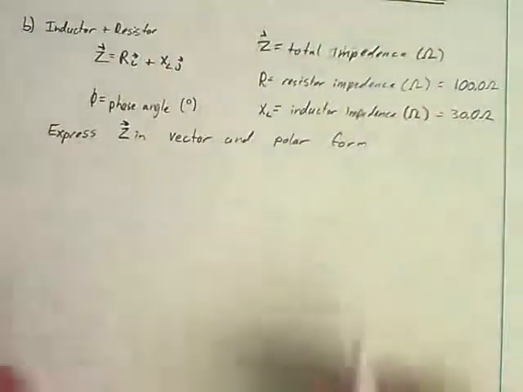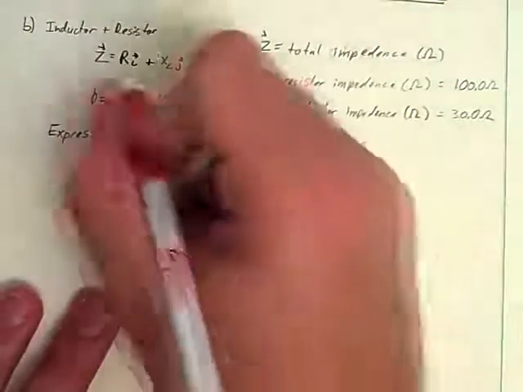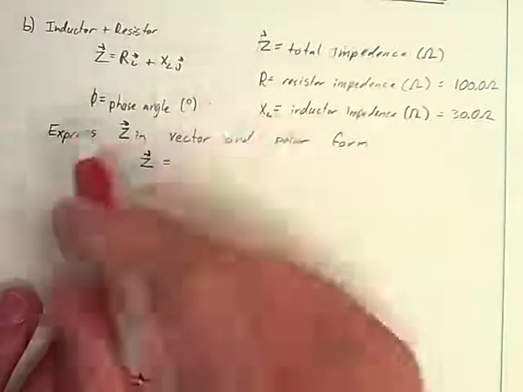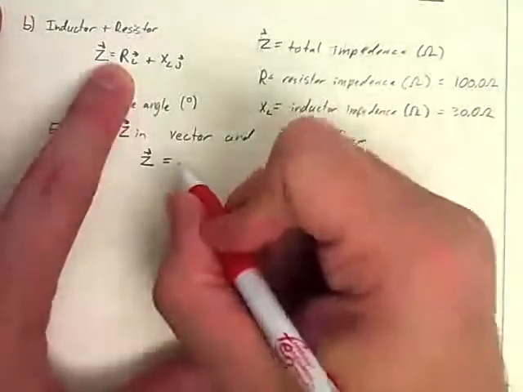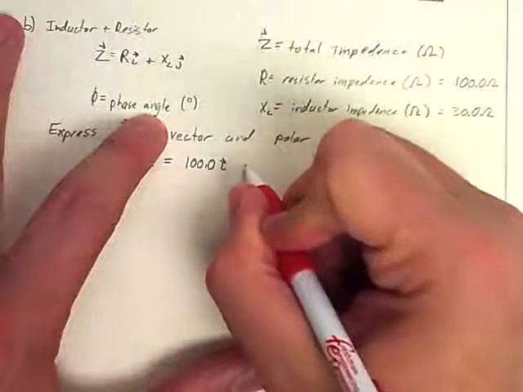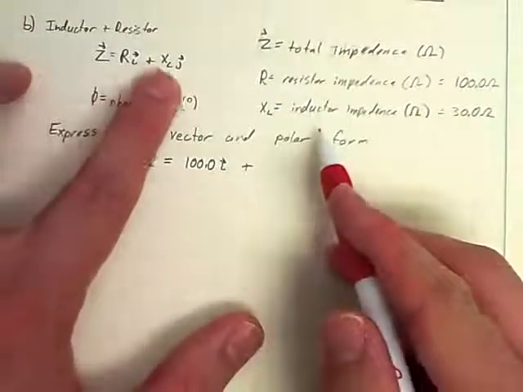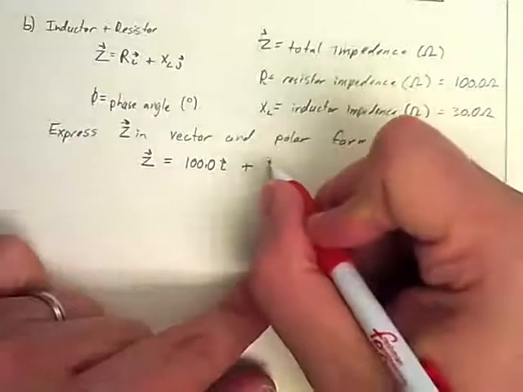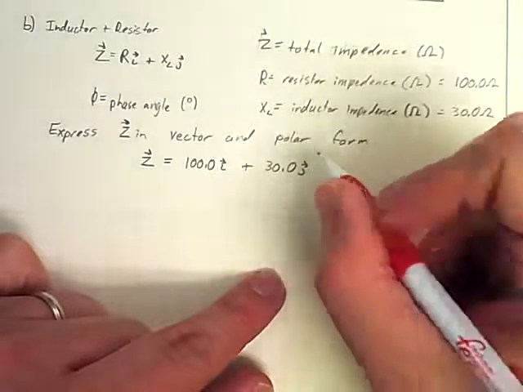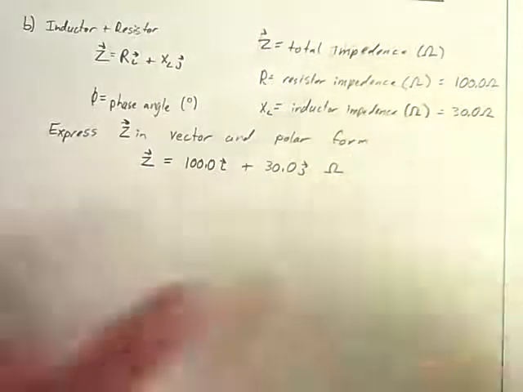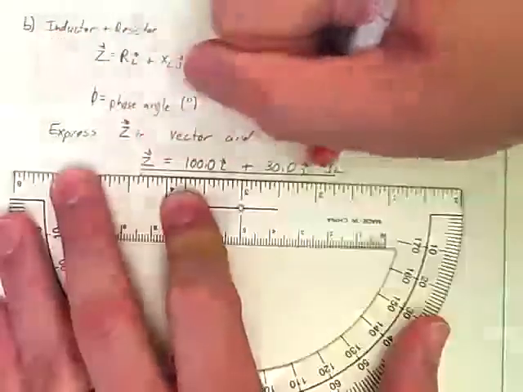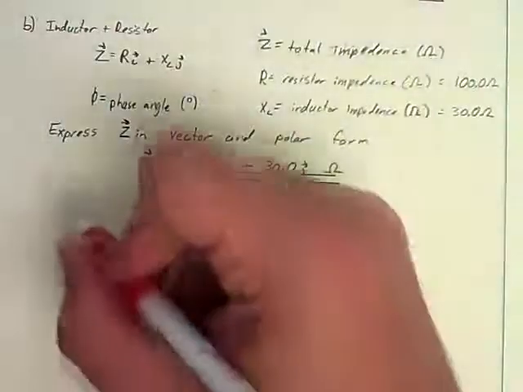And so Z in vector form is very easy, because we basically have it expressed there, we just have to put in the numbers. That Z is, for the resistor we have 100 in the I direction, and for the inductor we have 30 in the J direction. And those are measured in ohms. So, part 1, easy points. Part 2, polar form.